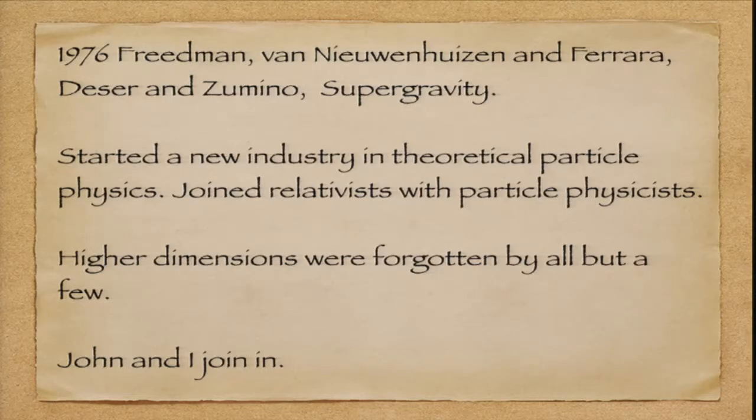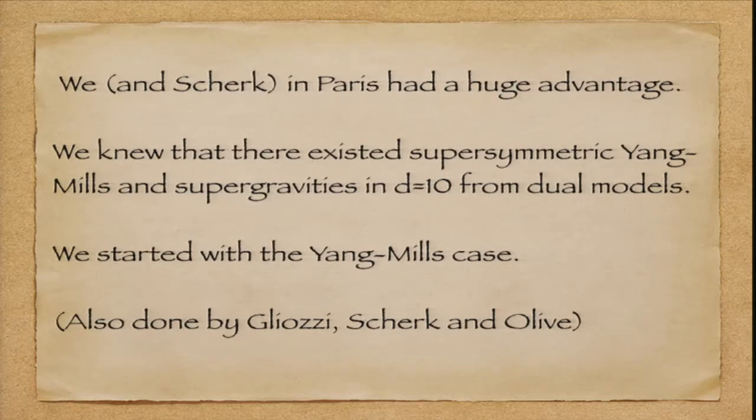But at that time, we had come so far from string theory. So the people who came in had not really worked in string theory. So John Schwarz and I joined in on supergravity, but we knew from our work in string theory that there were these special dimensions, like 10. And also, Scherk and Paris had this. We had this huge advantage. So we knew then, from the work that we had been doing, that there existed supersymmetric Yang-Mills theories and supergravities in 10 dimensions.